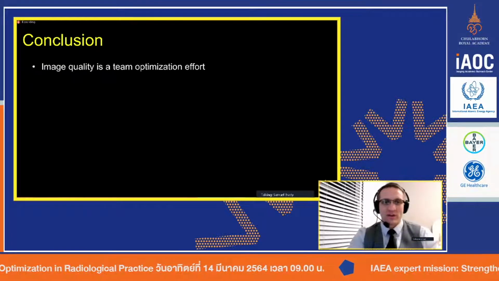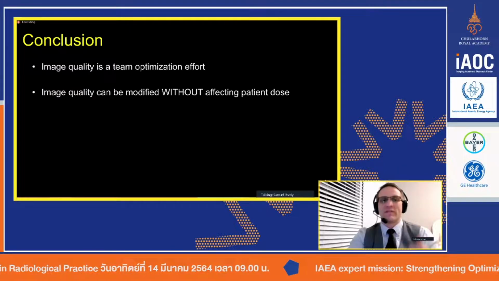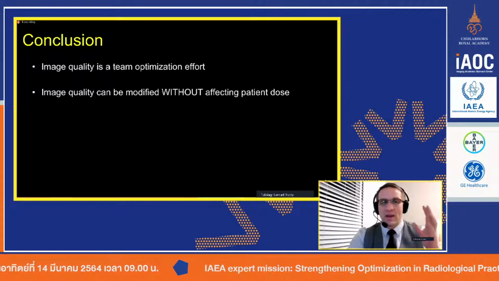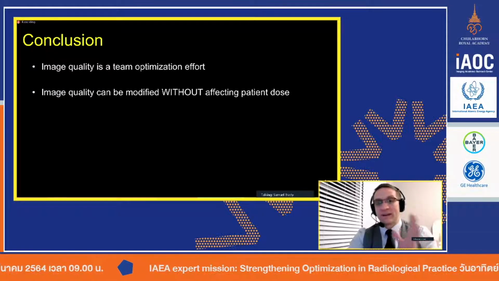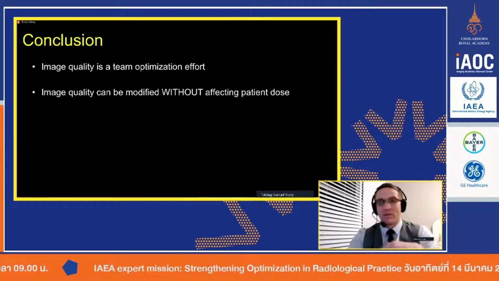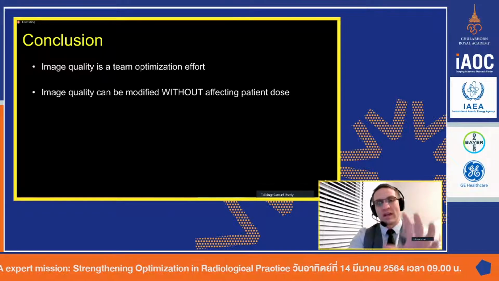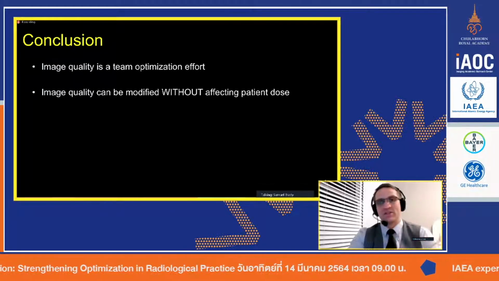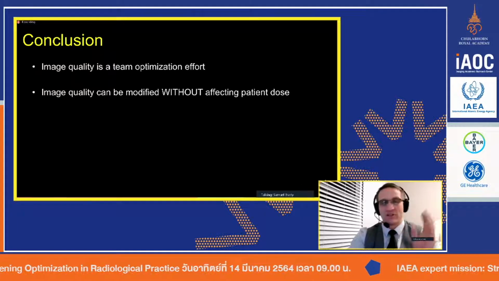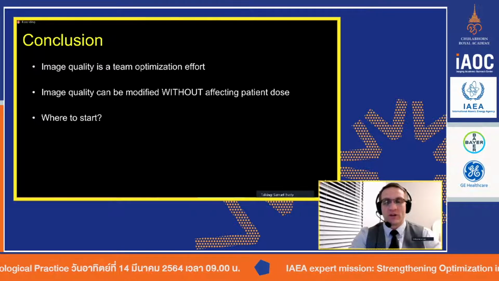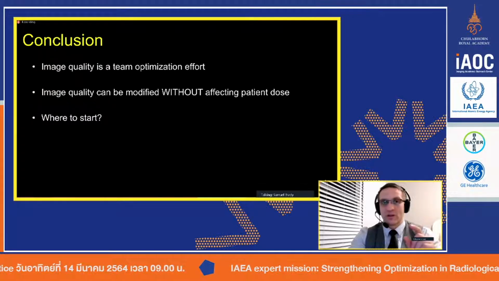All right, so we've talked about the team optimization effort. We have talked about image quality and how it can be modified without affecting any patient dose. All of the many things we've talked about were just steps and examples on how we can make positive changes to image quality without changing patient dose. In the next talk, in a few minutes, we'll talk about how we can make changes for image quality and dose.